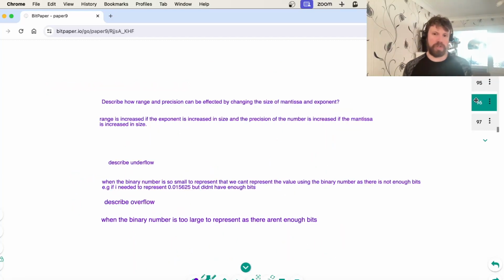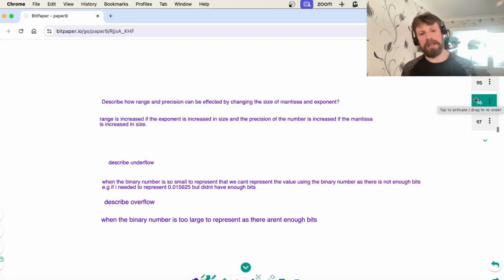Last little thing, which is just going to be a couple of knowledge-based questions, which is how can range and precision be affected by changing the size of the mantissa and the exponent? So if the exponent is increased, you can represent a larger range of numbers. And then what you want to say is the precision is increased if the mantissa is increased.